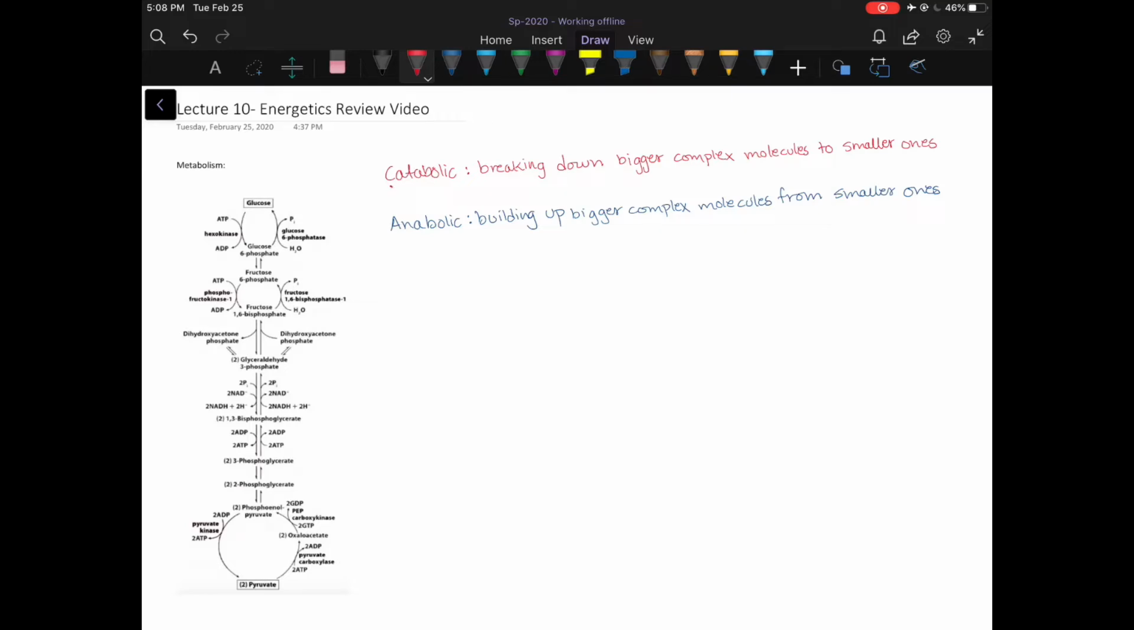So first, catabolic metabolism means that we're breaking down bigger, more complex molecules into smaller ones. And so in the lecture, we talked about how we can break down macromolecules into their subunits. So an example for this would be breaking down a protein into its corresponding amino acid.